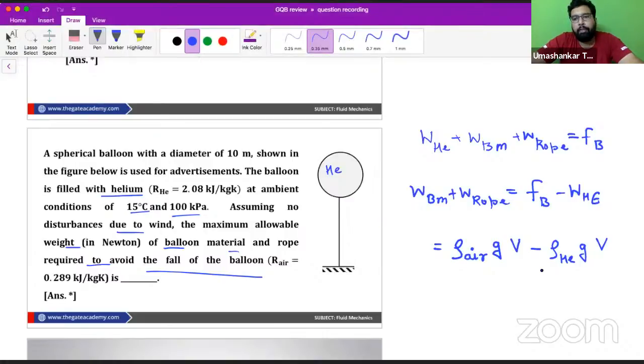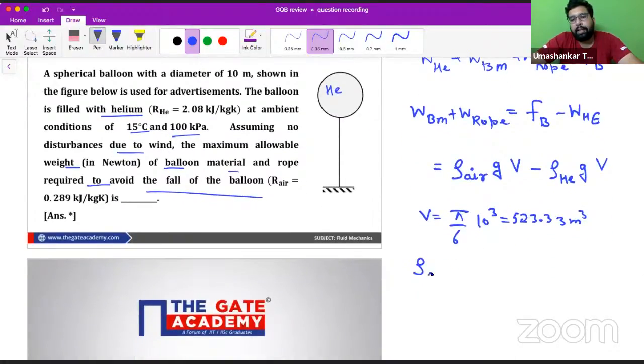Right. So now we have g, we have the diameter. So we have the volume; we know it is pi by 6 d cube for the sphere, or 4 by 3 pi r cube. So basically, we are getting 523.33 mm cube as the volume of it. So if we can find the density of air and the density of helium, we will be fine. These are the two things we have to find.